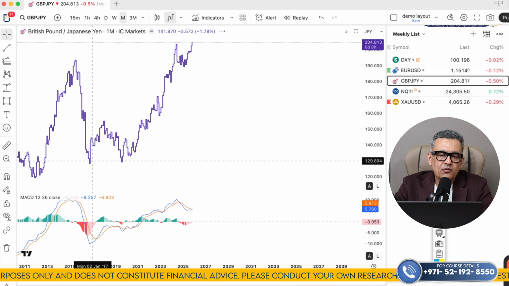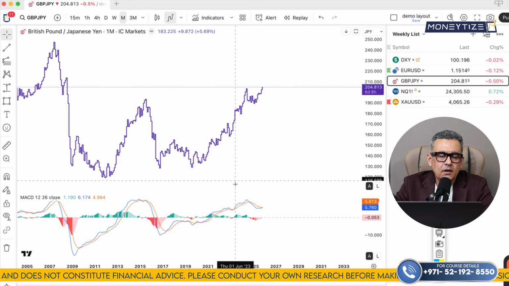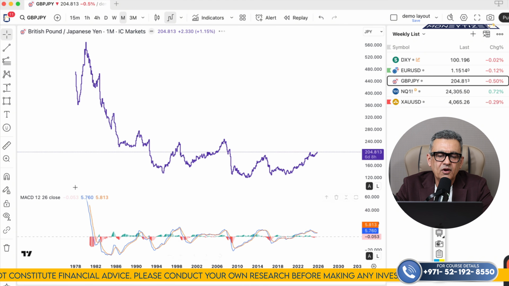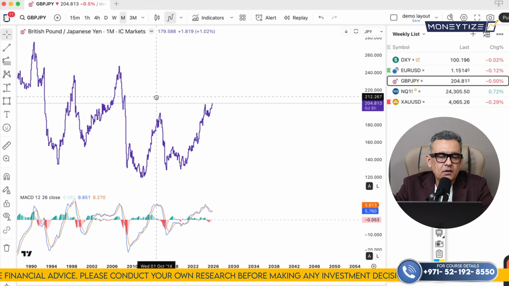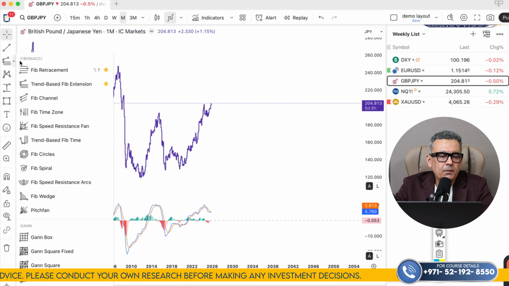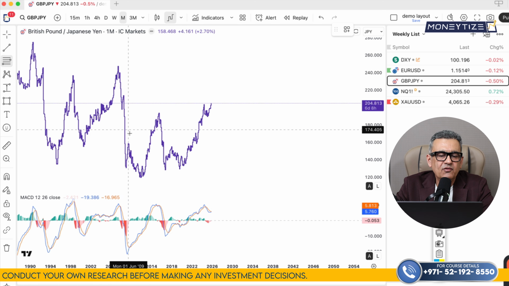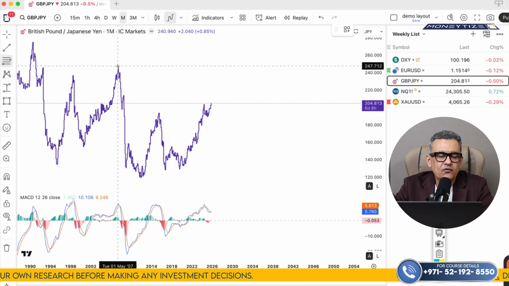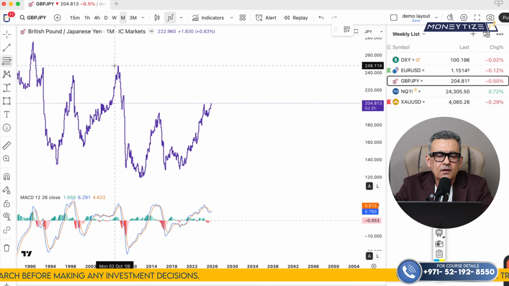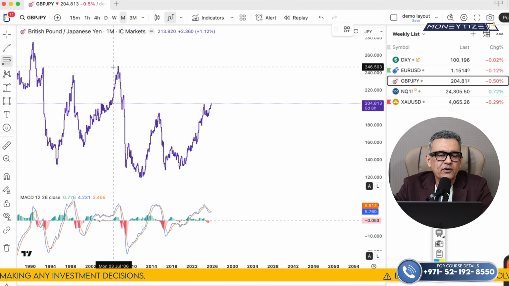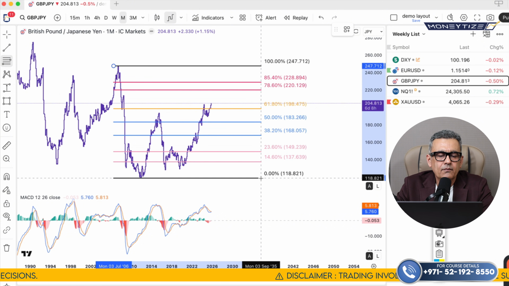Now GBPJPY right now is in a long-term bullish pattern. So based on the monthly frame, I'm going to apply fib retracement on the previous leg down, starting from the high of 2007 and the price level of 247.71, applying fib retracement downwards.